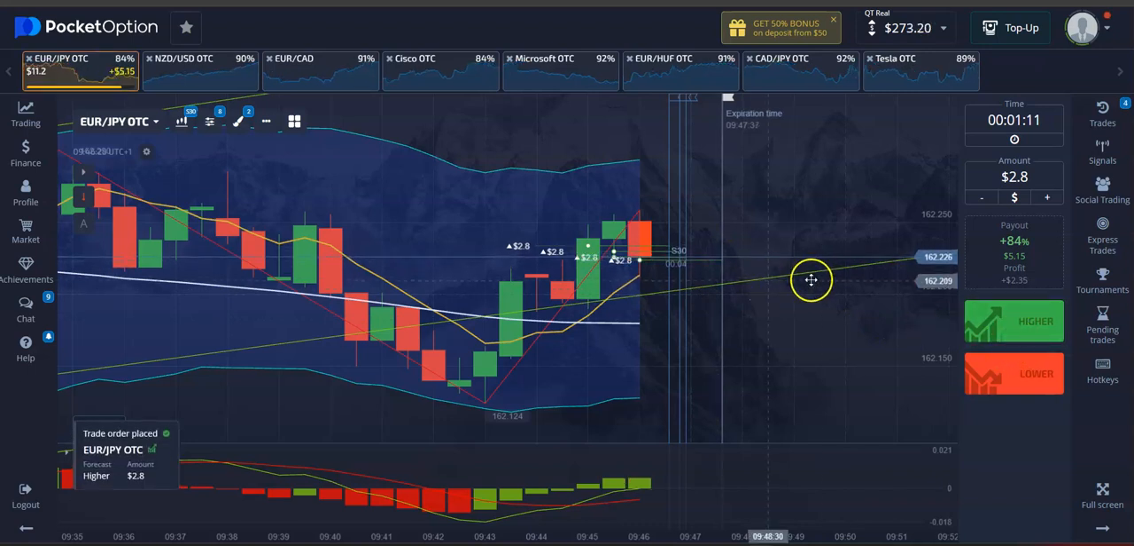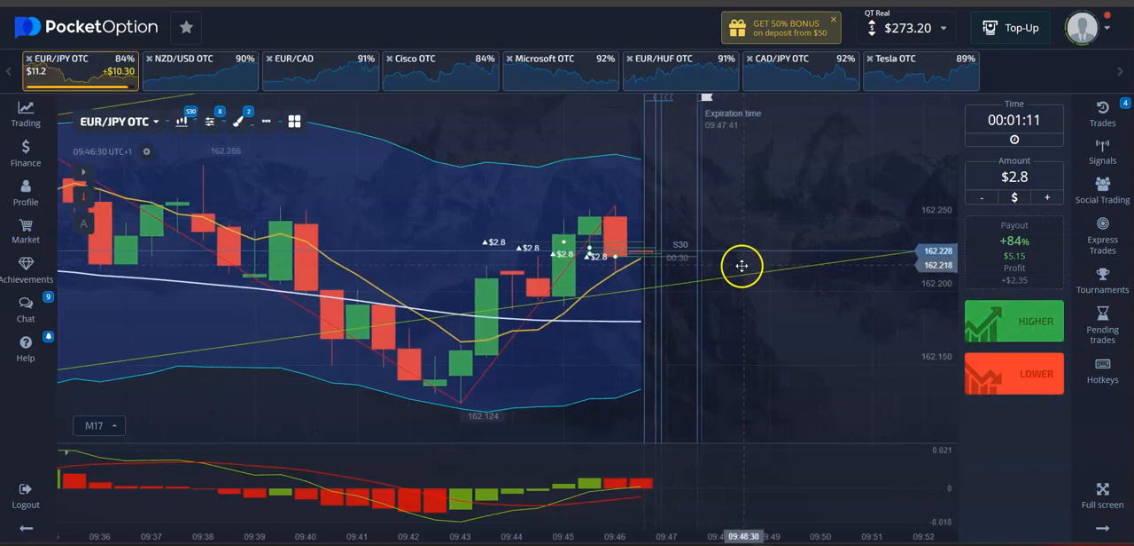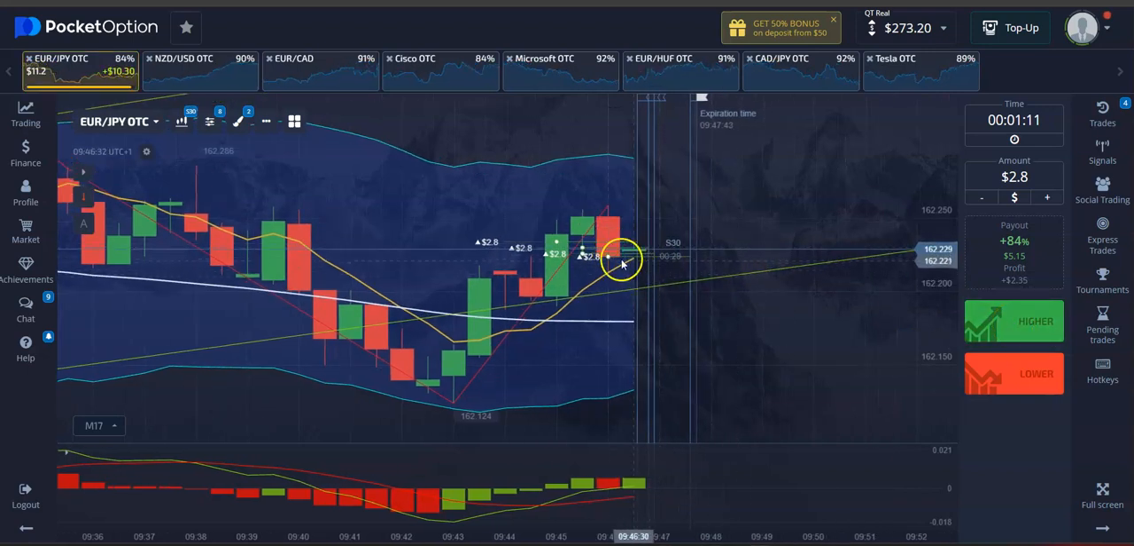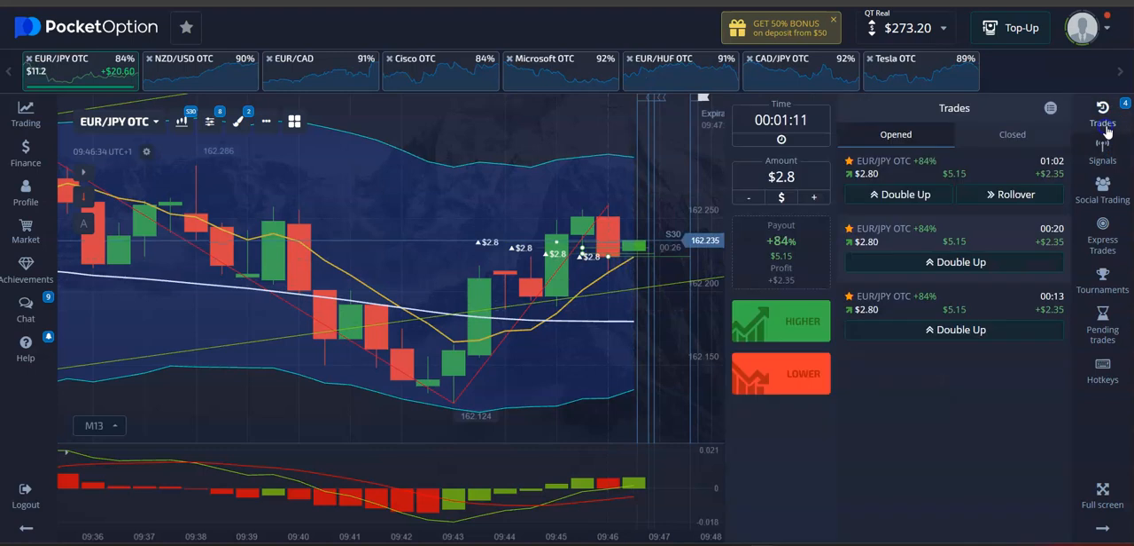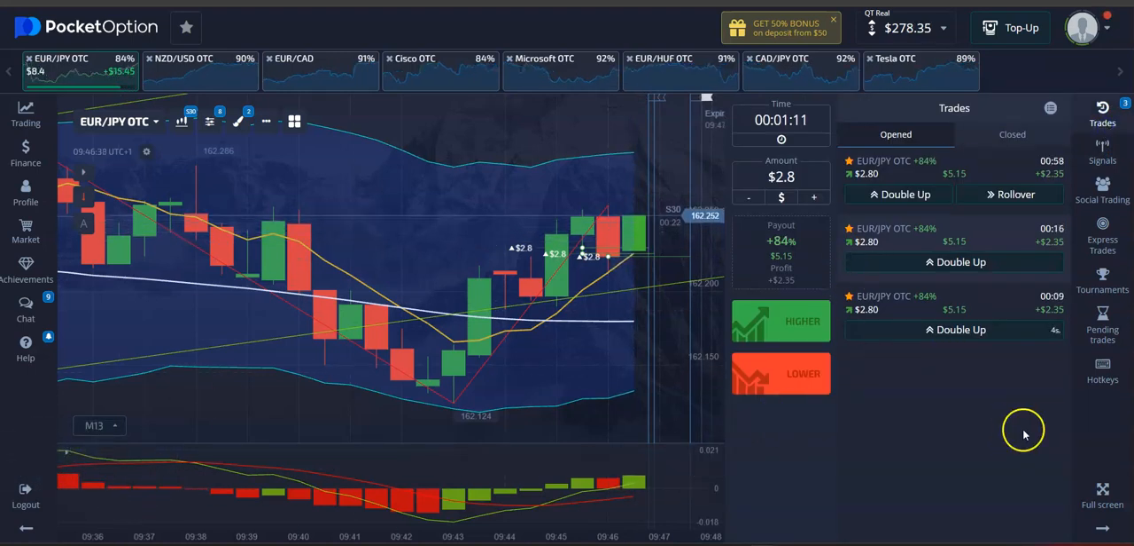So I'm going to take another trade over here because I still believe that the price potentially will go up. Even though we got this big red candle, I still believe that price potentially will go up. Oh, we scored the first one. Cool. Yeah, we got the first trade.